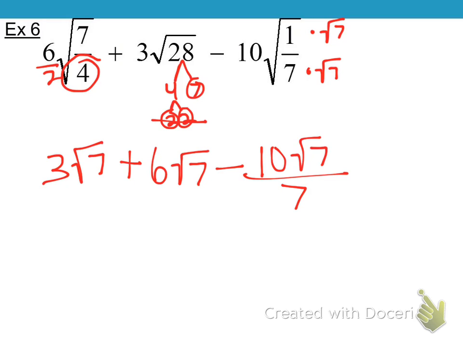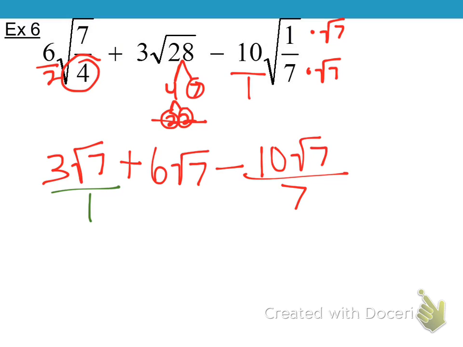So I'm going to put the 10 in my numerator. Since it's a whole number, you could write it over 1 if you're unsure of why I did that. We already said the square root of 1 is 1, and 1 times square root of 7 times 10 is just 10 square root 7. And then square root 7 times square root 7 is square root 49, and that turns into a regular 7. Okay? Then what? Put everything over 1.